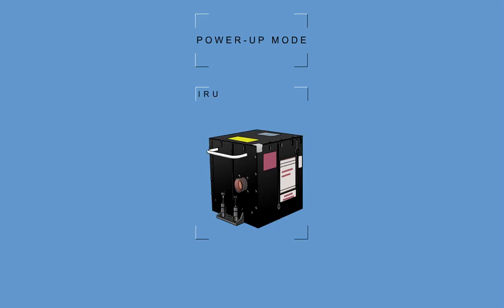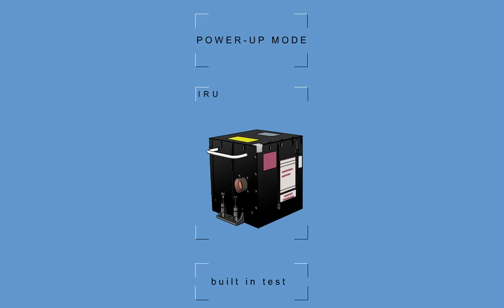Power-up mode. The IRU will initiate a normal power-up when the IRU is energized, or a warm start power-up when an IRU reset command is issued. The warm start power-up allows for a faster attitude output recovery following power interrupts that exceed the power hold-up capability of the IRU. In both cases, a built-in test is performed during the power-up.